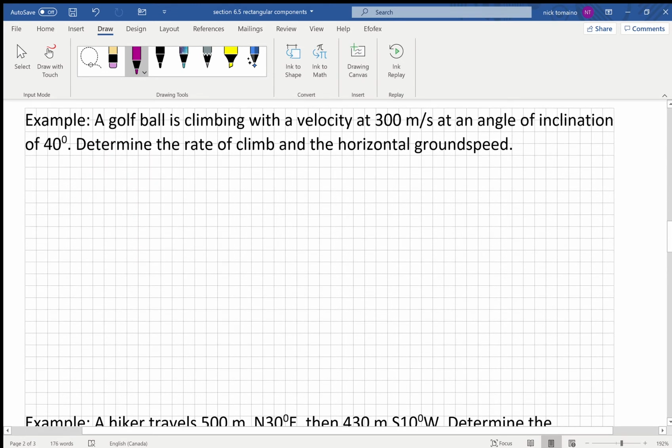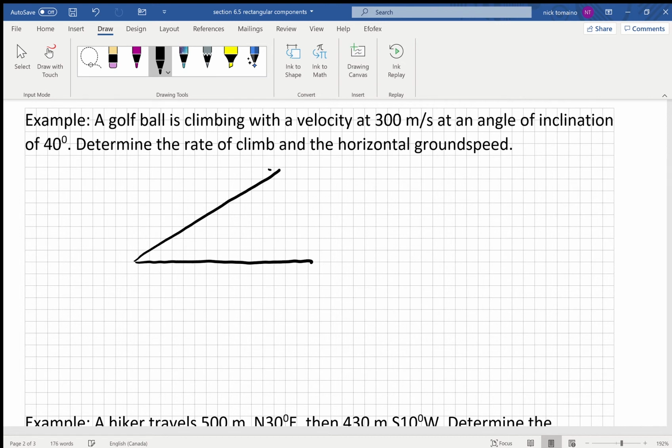Okay, a golf ball is climbing with a velocity of 300 meters per second, an angle of inclination of 40 degrees. Okay, no problem. We'll draw the ground, and we'll draw our golf ball going this way here. Angle of inclination is always measured from the horizontal upwards, and we have 300 meters per second. Okay, so now we're just going to break this down.